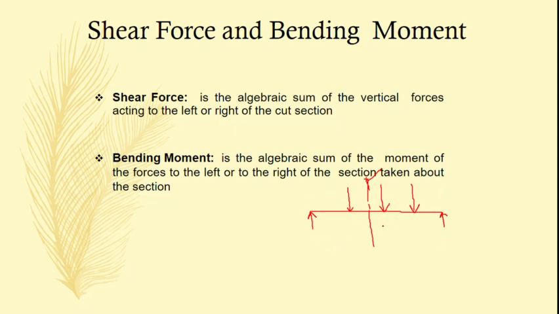Similarly, the bending moment also has to be taken on either side. If we consider the right hand side, then we have to sum up all the moments created due to these three forces. If we consider the left hand side, then about this section, the bending moment is the sum of the moments created due to these two forces.